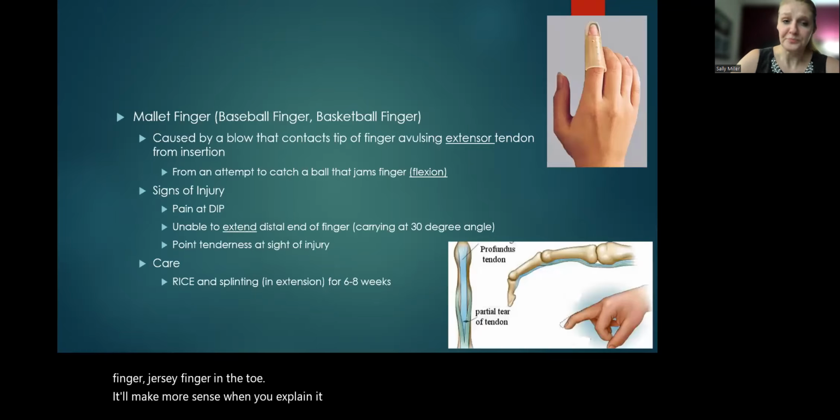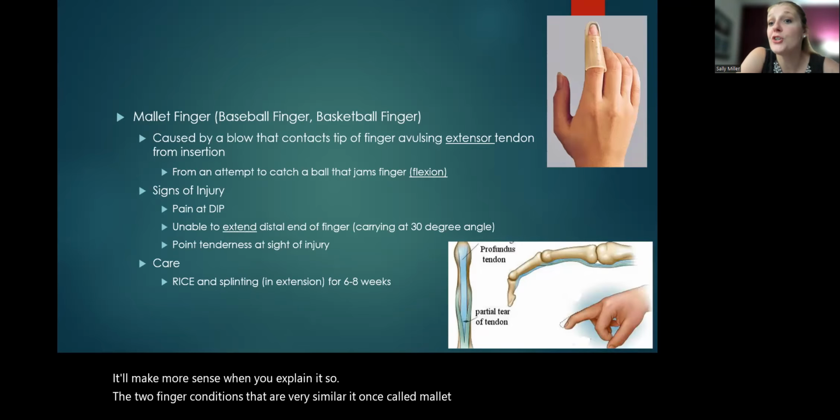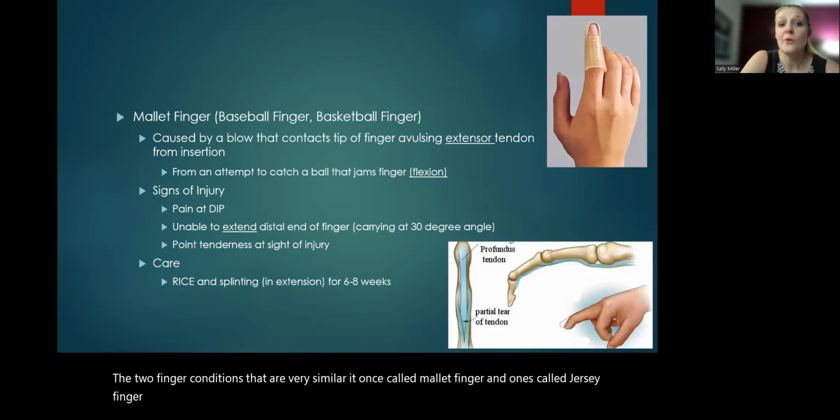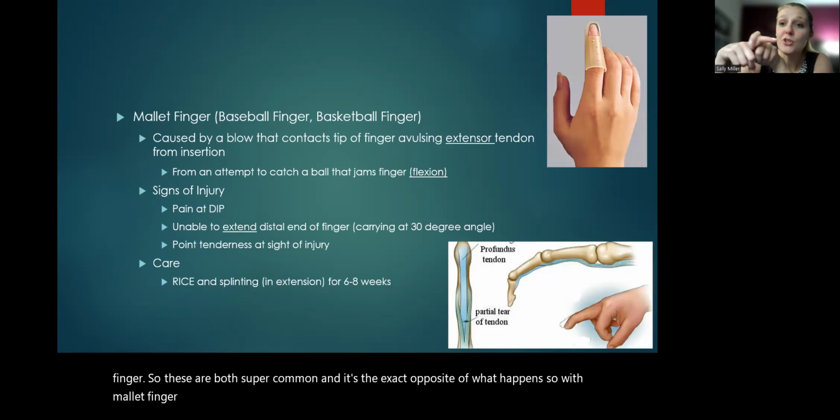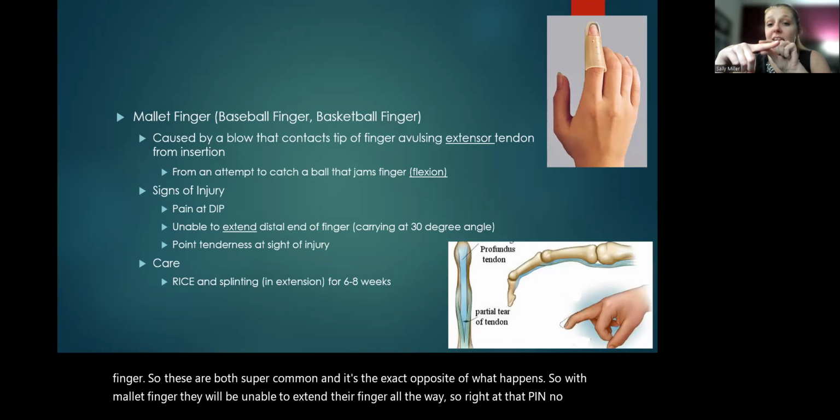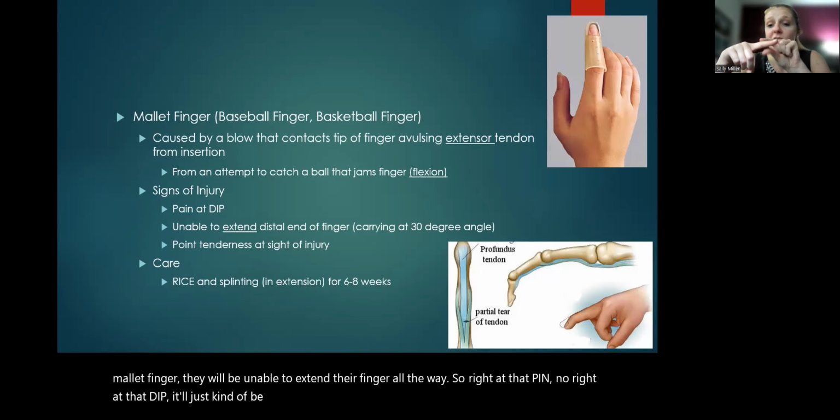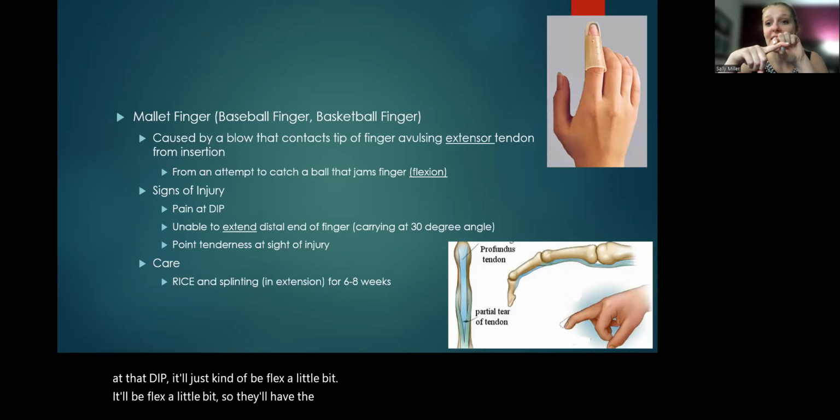So the 2 finger conditions that are very similar, one's called mallet finger and one's called jersey finger. So these are both super common, and it's the exact opposite of what happens. So with mallet finger, they will be unable to extend their finger all the way. So right at that DIP, it'll just kind of be flexed a little bit. So they will have the inability to actively extend that last little bit of your finger.